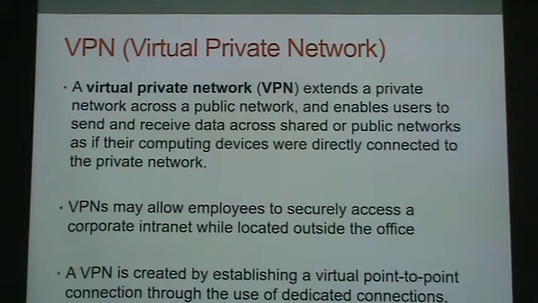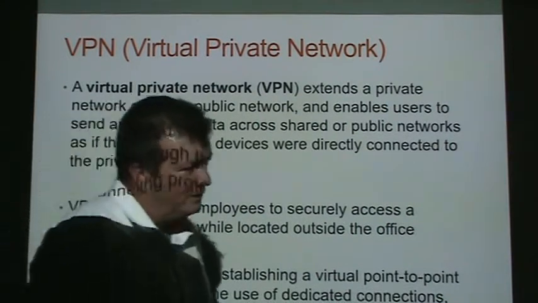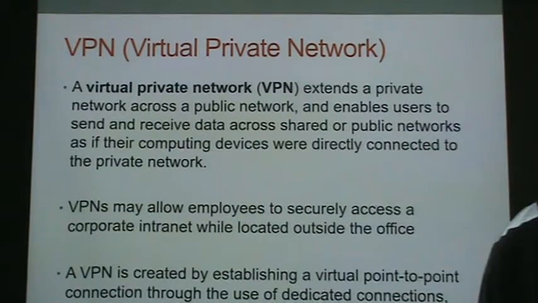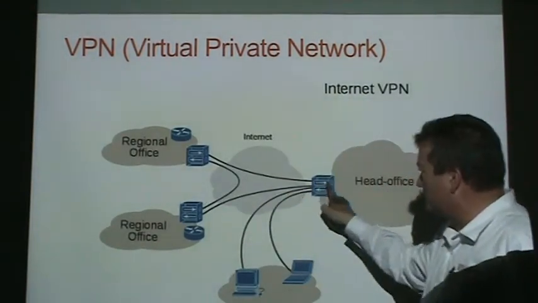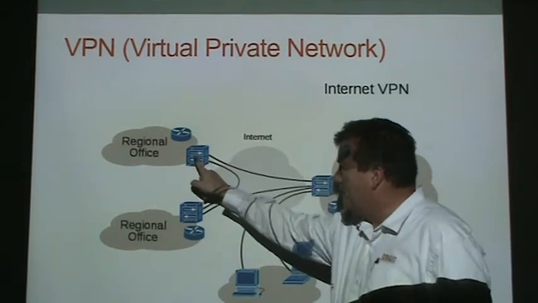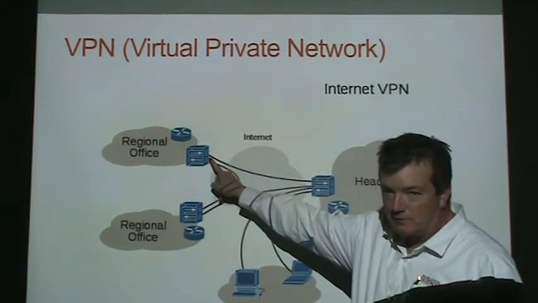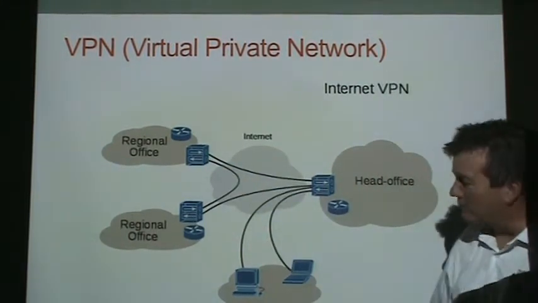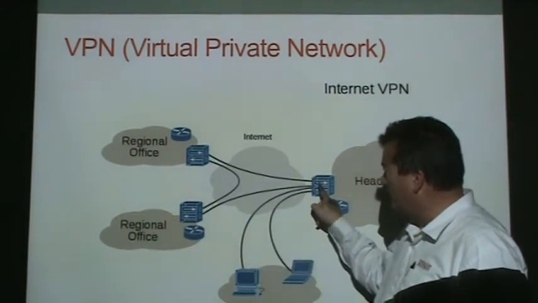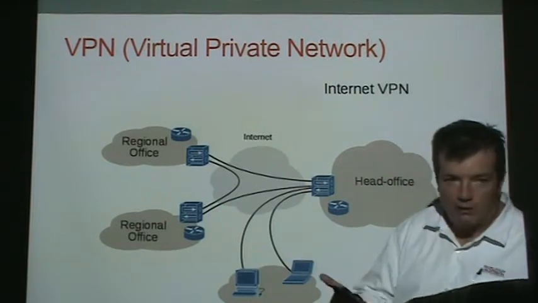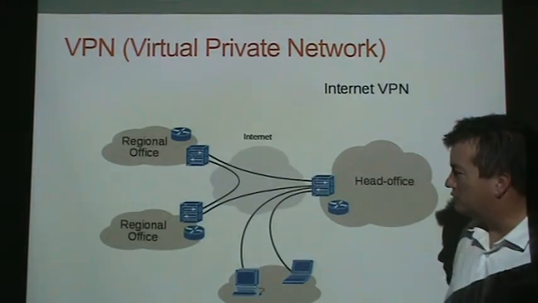A VPN is created by establishing a virtual point-to-point connection through a dedicated connection. Basically, it's not like communicating through the internet. These connections can only be understood by this machine and this machine. So there's heavy encryption too. We talked about encryption earlier in the course, but we could have encryption where the decrypting algorithm runs very quickly because it's not a strong encryption.